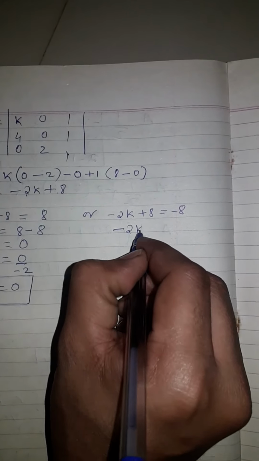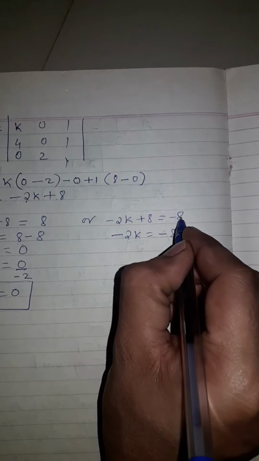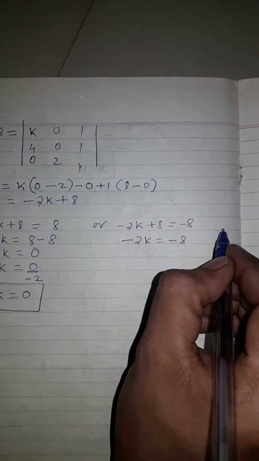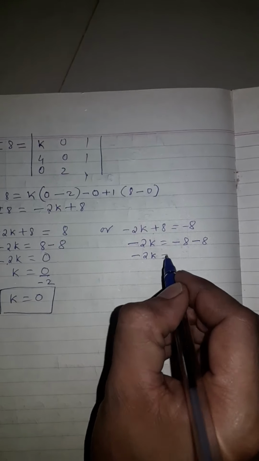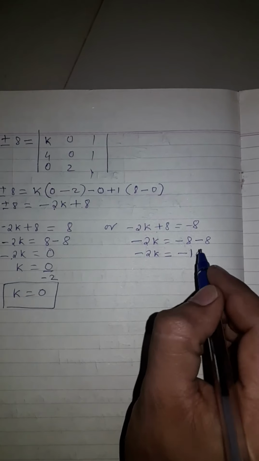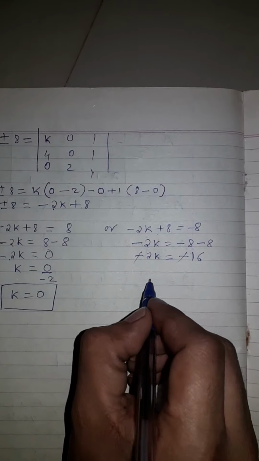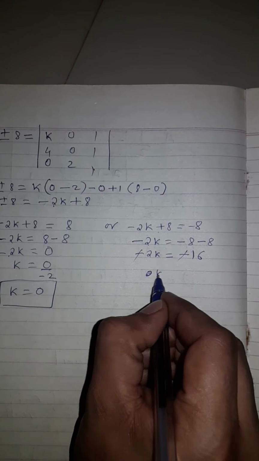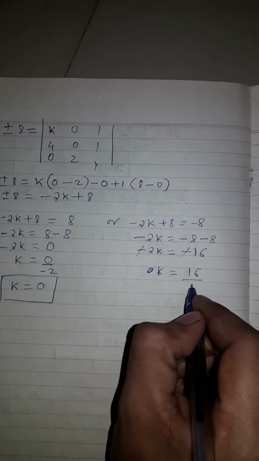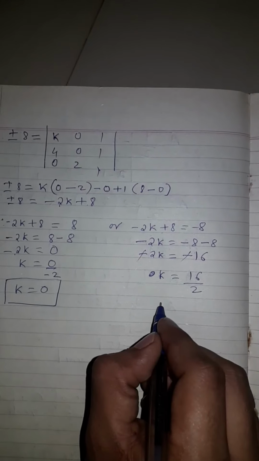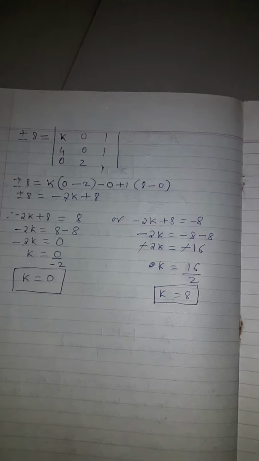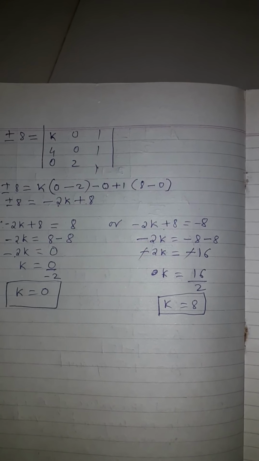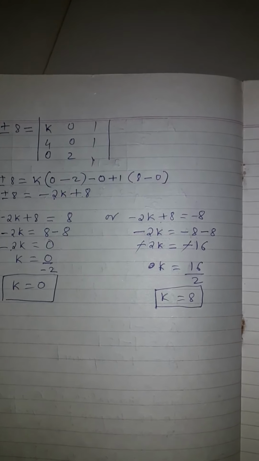Similarly here, minus 2k is equal to this minus 8 as it is. This plus 8 we have to transfer to that side, it becomes minus 8. So minus 2k is equal to minus 8 minus 8, minus 16. The minus sign gets cancelled. So here k is equal to 16 upon 2, this 2 will divide. So k is equal to 8. Therefore the values of k will be 0 and 8. This is the second type of problem.